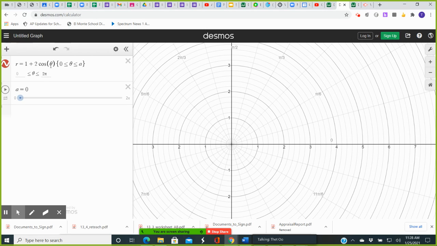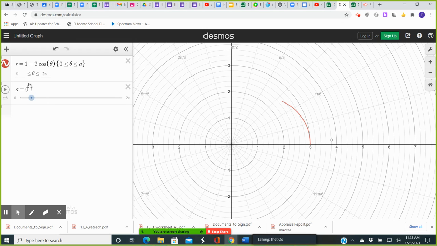So when theta is equal to 0, you have cosine of 0. Cosine of 0 is 1. 2 times 1 is 2, and 1 plus 2 is 3. So you will have the point on the polar curve with polar coordinates r, theta, where r is equal to 3 and theta is equal to 0. So when we start here, you can see that we start at this point with polar coordinates 3, 0.